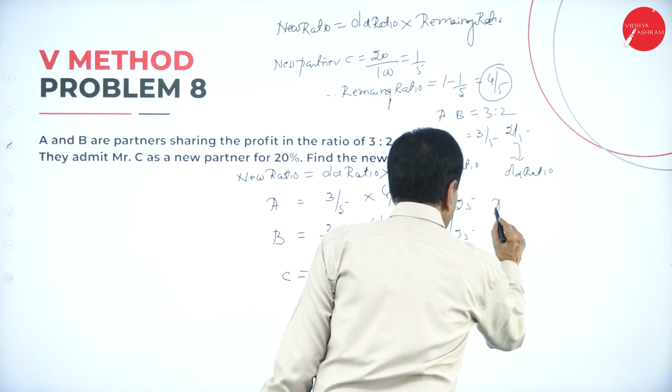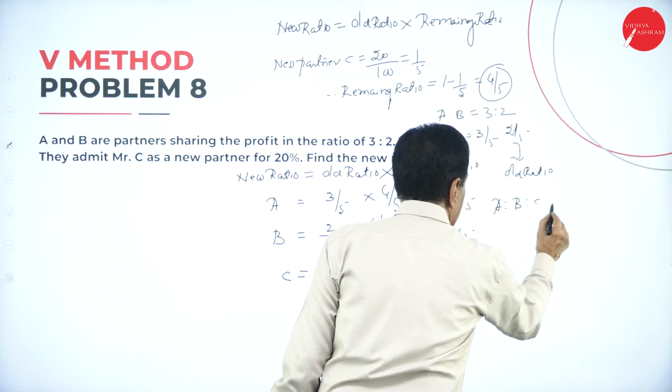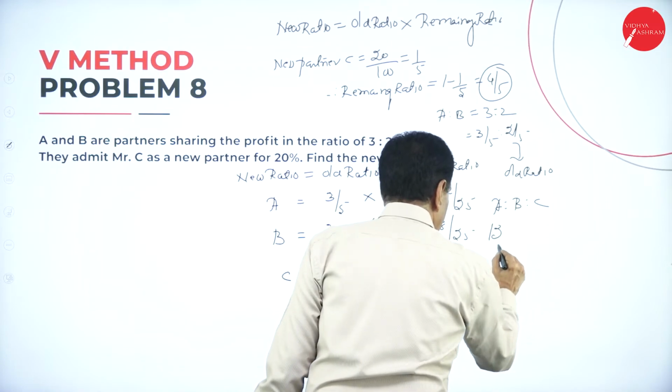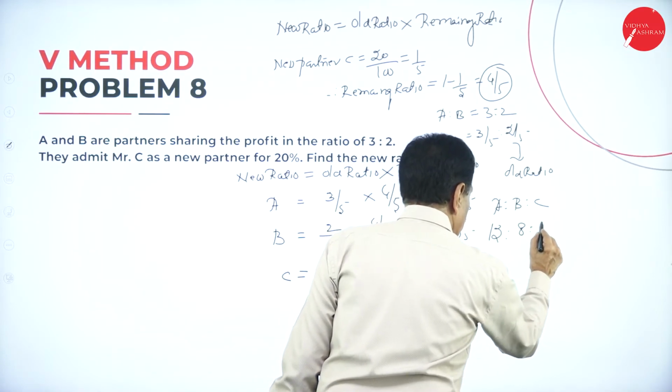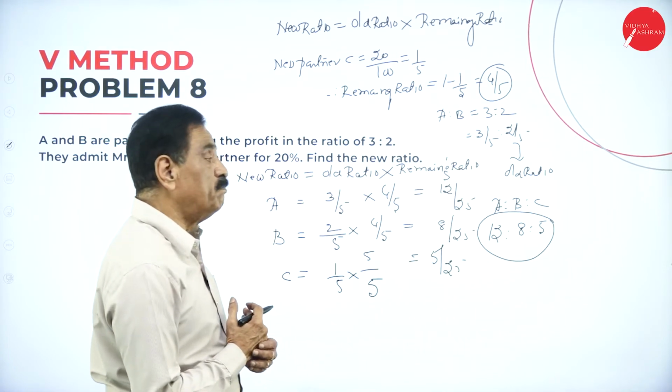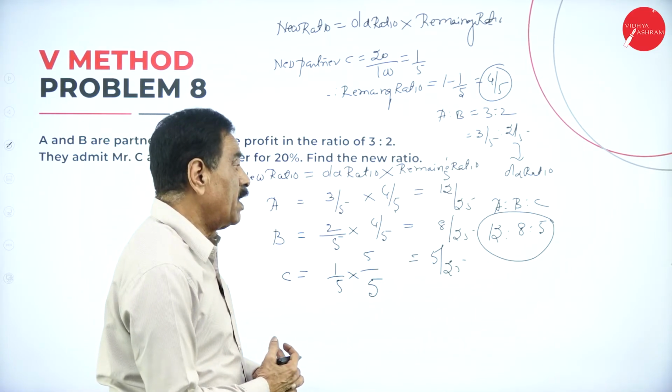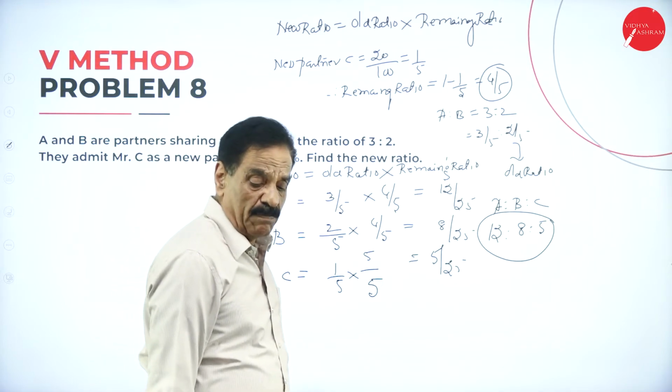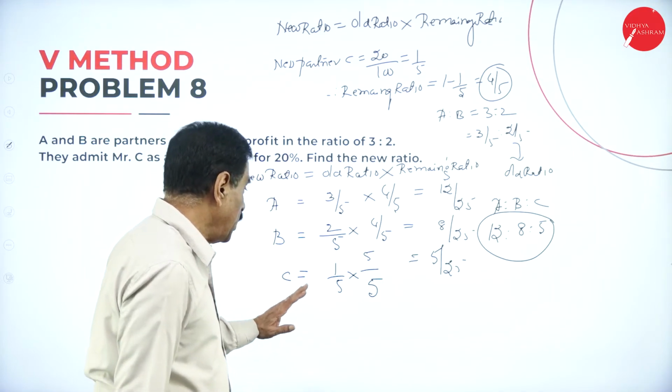Therefore, A is to B is to C is 12 is to 8 is to 5. This way you have to do. Last step, can you understand?